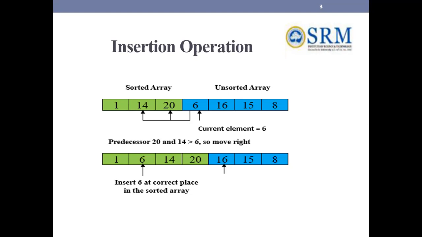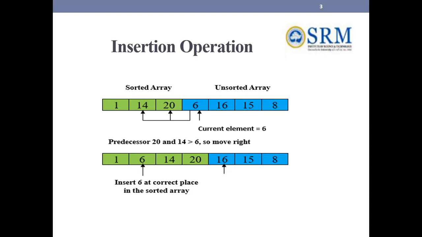At that time, insert 6 at the second place. Now the second place is empty because 14 is already moved to the third place. The current predecessor 1 is lesser than the current value, so insert 6 after 1. Now 1, 6, 14, 20 is in sorted order. Again, we have three elements in the unsorted array. Again, we have to take the first element from the unsorted array, that is 16.